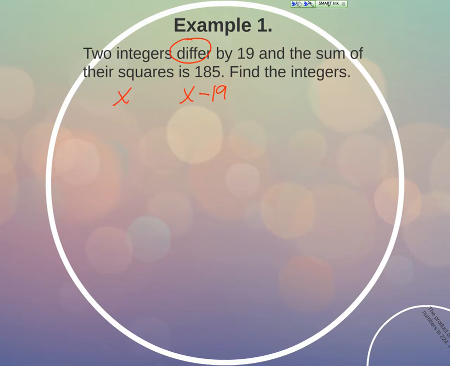After that, I can set up an equation using the rest of the information. I know that sum is an addition, but it's the sum of their squares, so I'll have to square them and add them. So it would look like this: x squared plus (x minus 19) squared equals 185. So that's basically step one: we translated the situation into algebra. We've got x squared plus (x minus 19) squared equals 185.